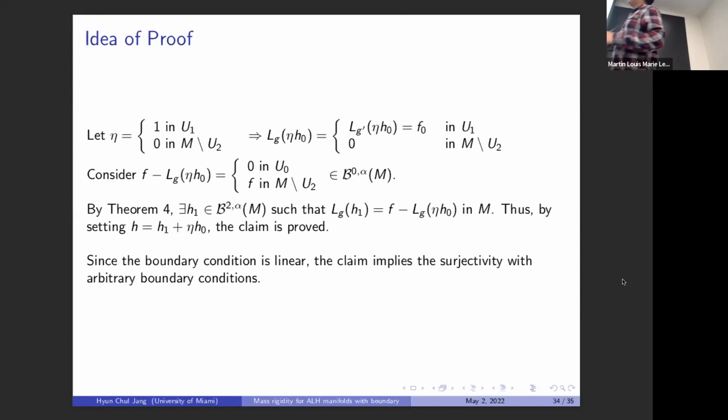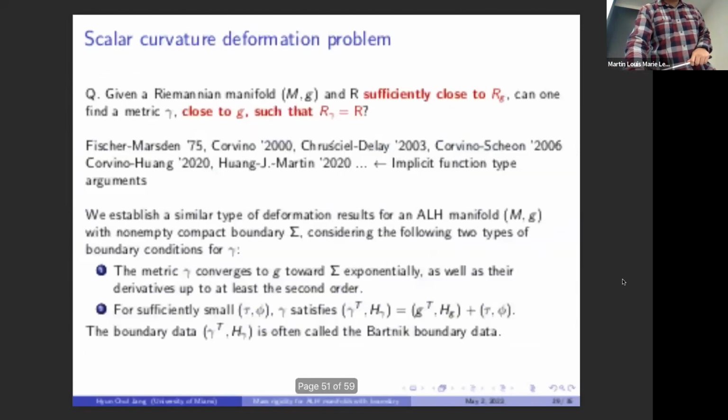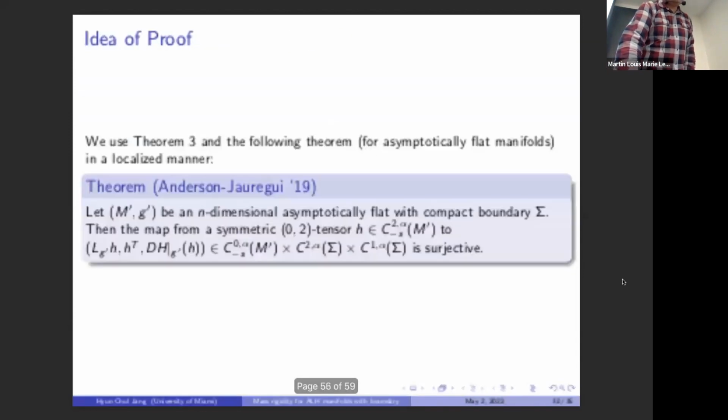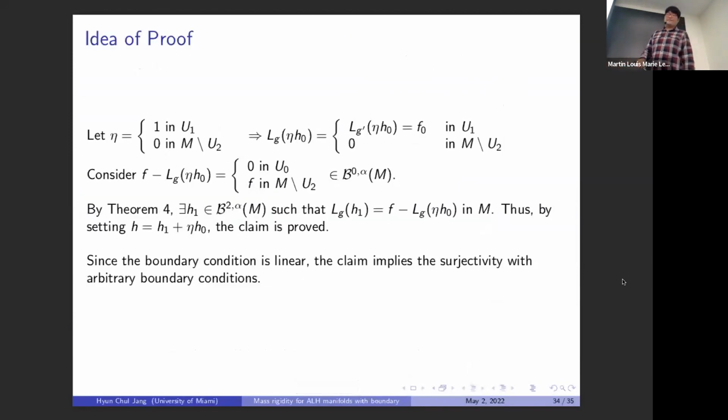Theorem 4, that was the surjectivity that we have. Right, so using this surjectivity in the flat end, we control this neighborhood. Then using linearity, we can put them together, and then we have what we want.